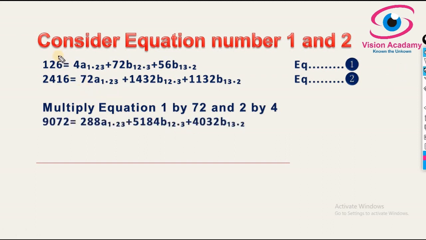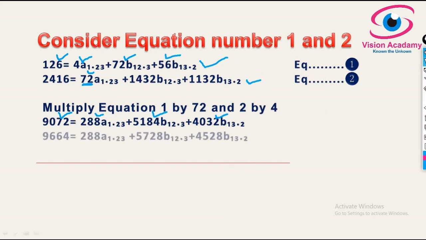Here 126 into 72 is 9072. 4 into 72 is 288, 72 into 72 is 5184, and 72 into 56 is 4032. We have to multiply all the values in equation 1 by 72, and all the values in equation 2 by 4. That is the logic here.